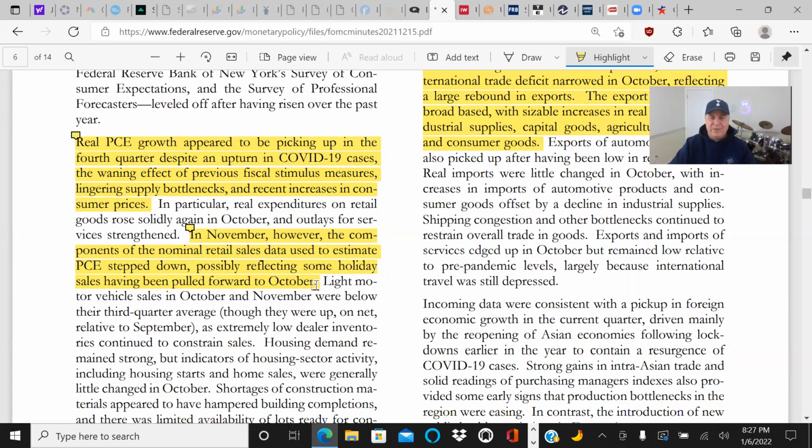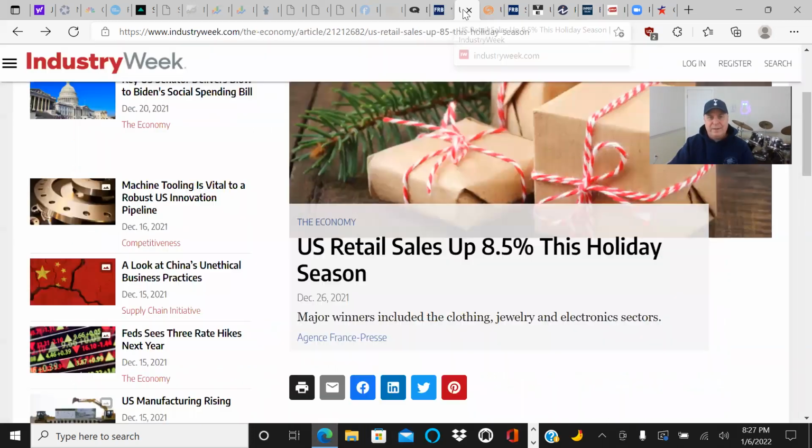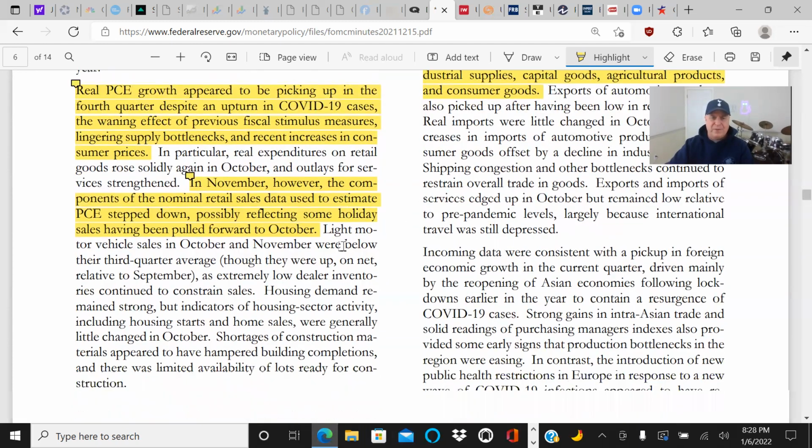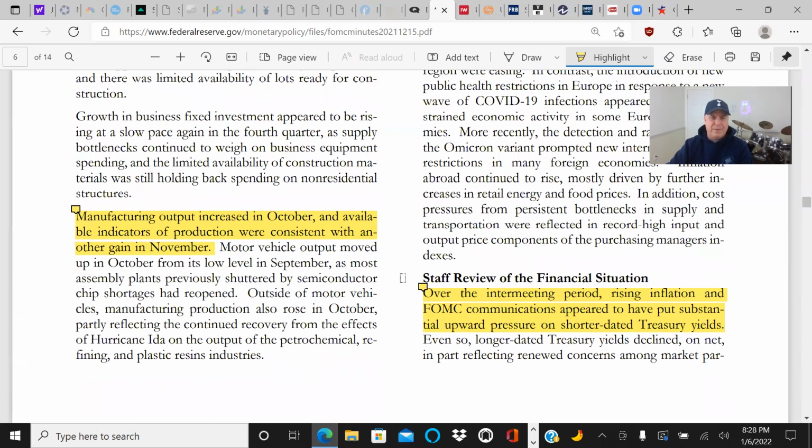Now, remember, this is done on December 15th. If we look at December after the December 26th, retail sales up 8.5% this holiday season. So this is outdated, okay? So just kind of keep this in mind. And also when they say things go later into next year, they're not talking about now in January '22, that's going to be the end of 2023. They're talking about the end of this year. So when they start talking about things going into next year, they're really talking about this year.